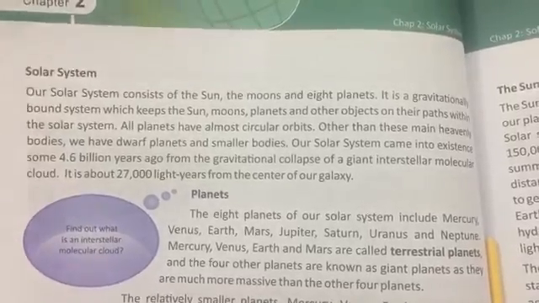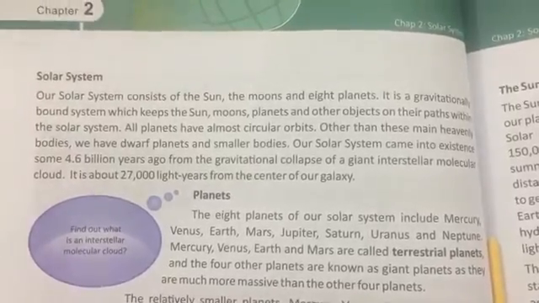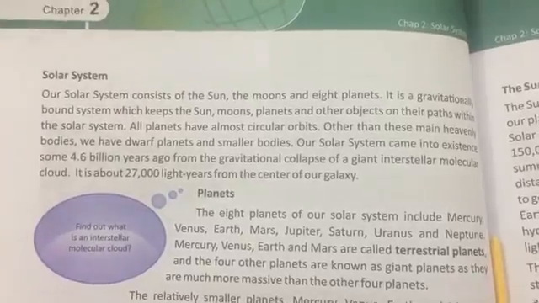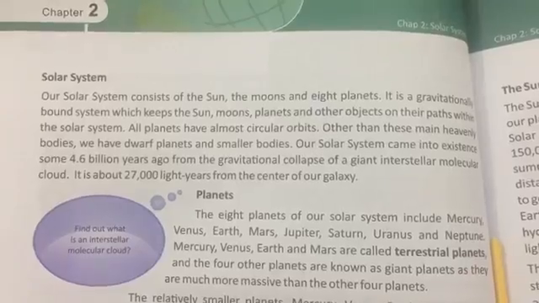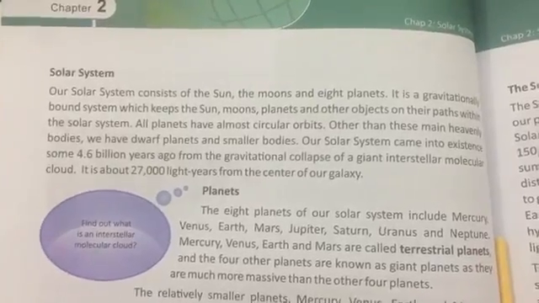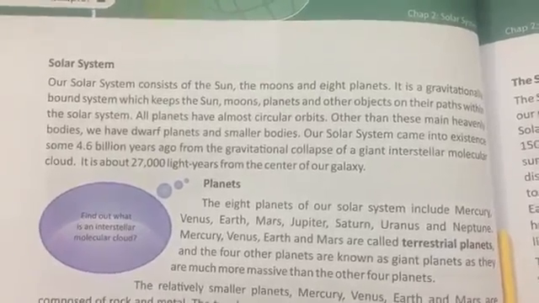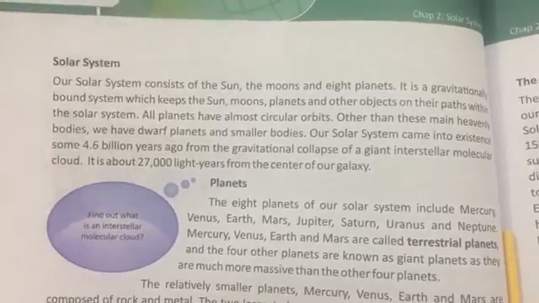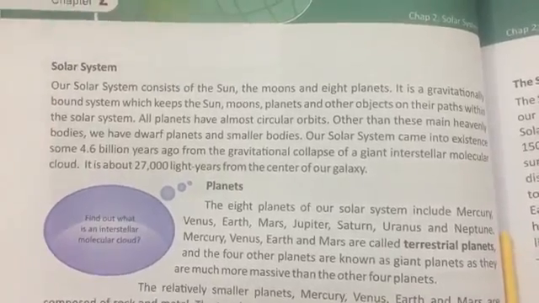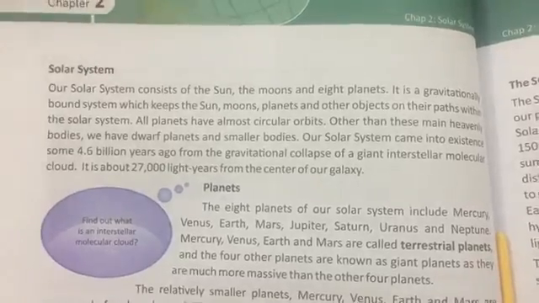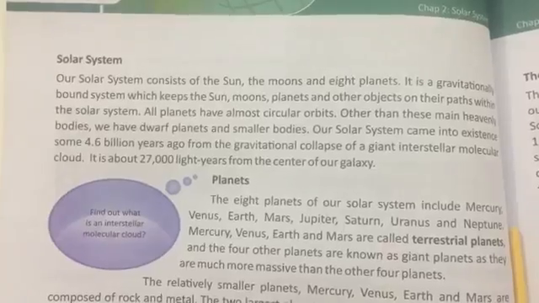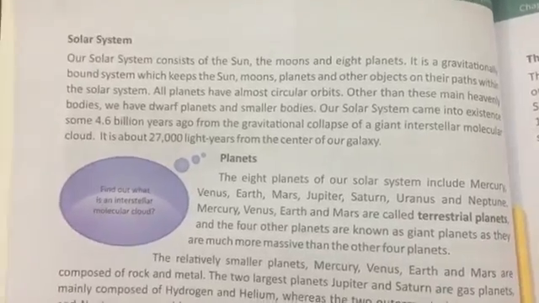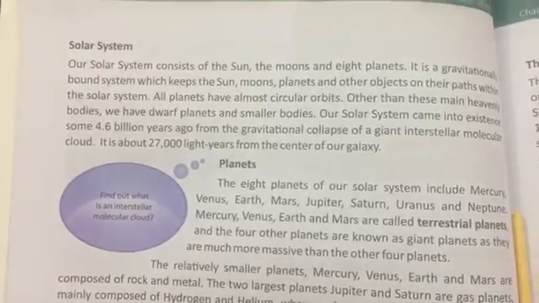We have also discussed that the universe is the greatest of all, and in the universe we have different galaxies. Apart from galaxies we have different clouds as well, and in all those galaxies we have different solar systems. And in the solar systems we have the sun, the moons, the planets, and all the other elements, right? So today we will be discussing the solar system.